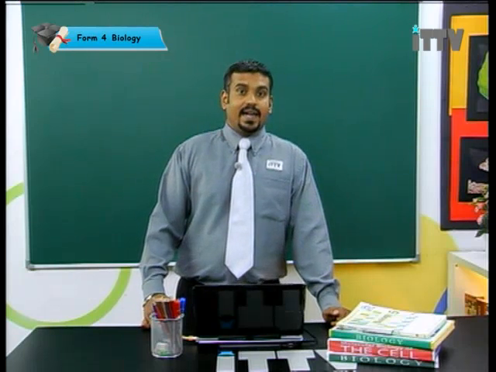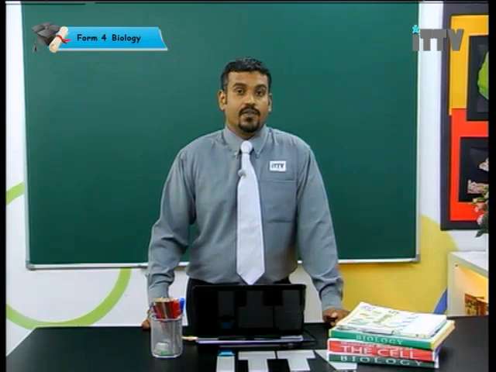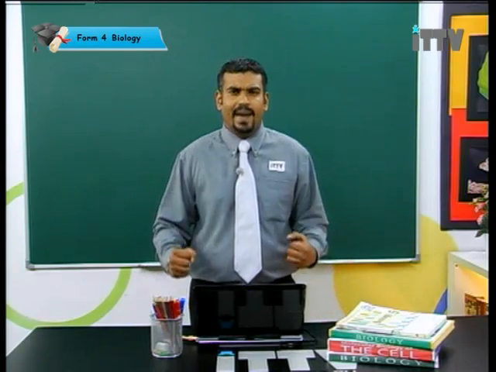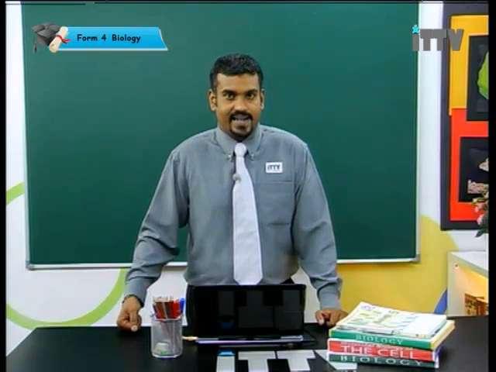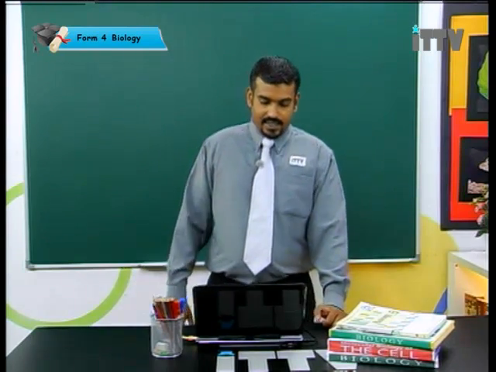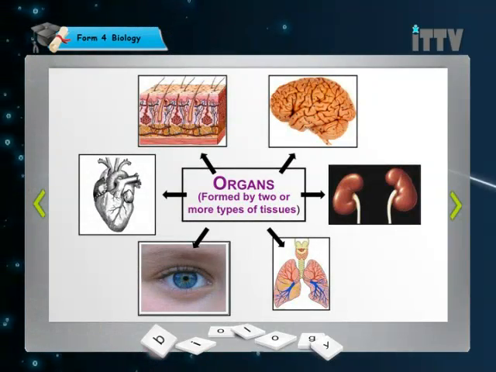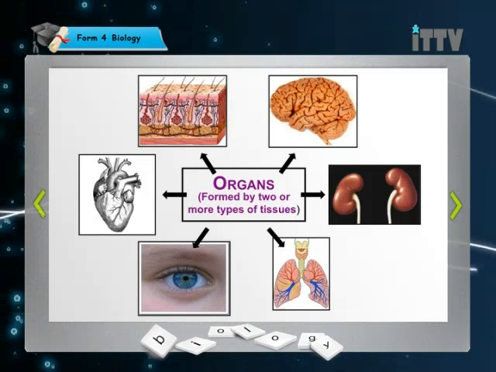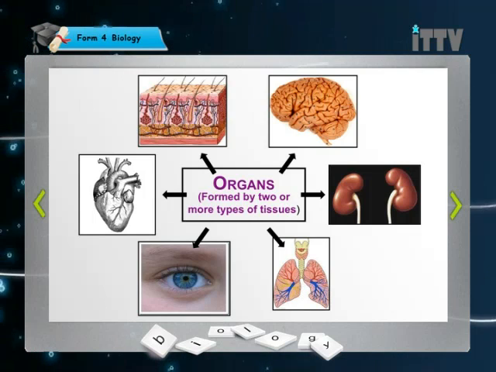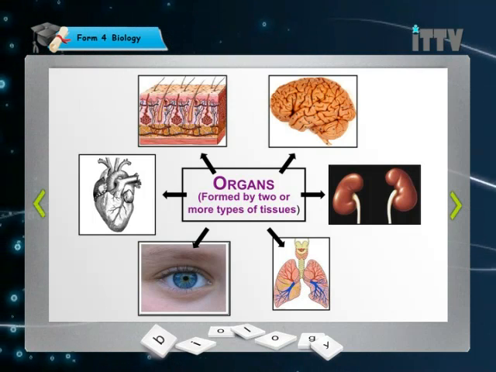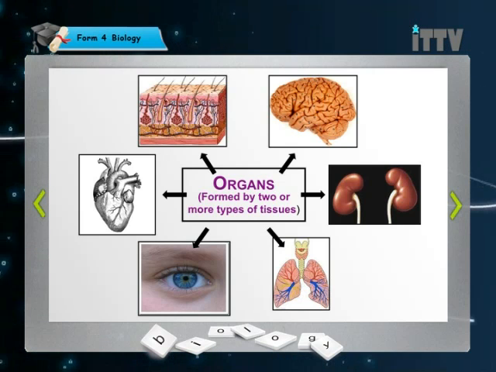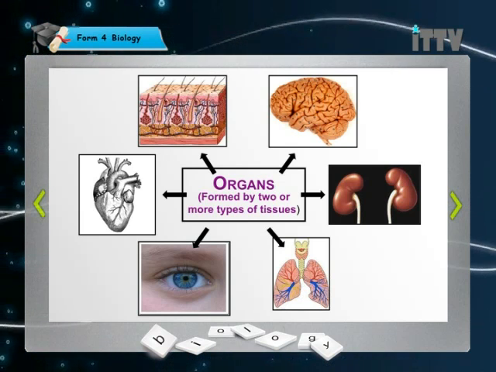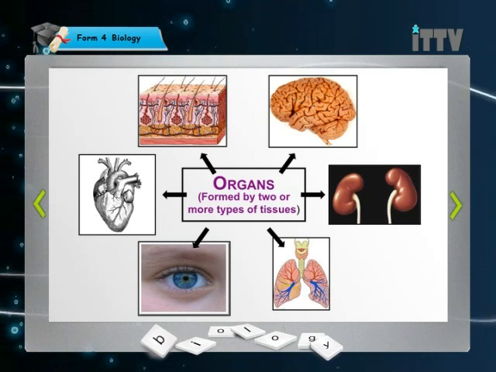Dear students, now let's get into the world of organs and systems. We are getting more complex because that's what we are, complex living organisms, right? Organs are formed by two or more types of tissues. The ones given to you are basic organs, for example, the skin, the brain, the kidney, the lungs, the eye, and the heart.